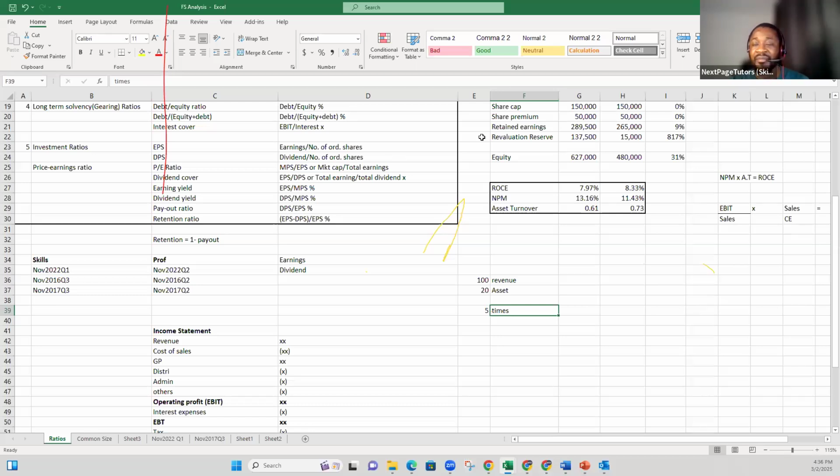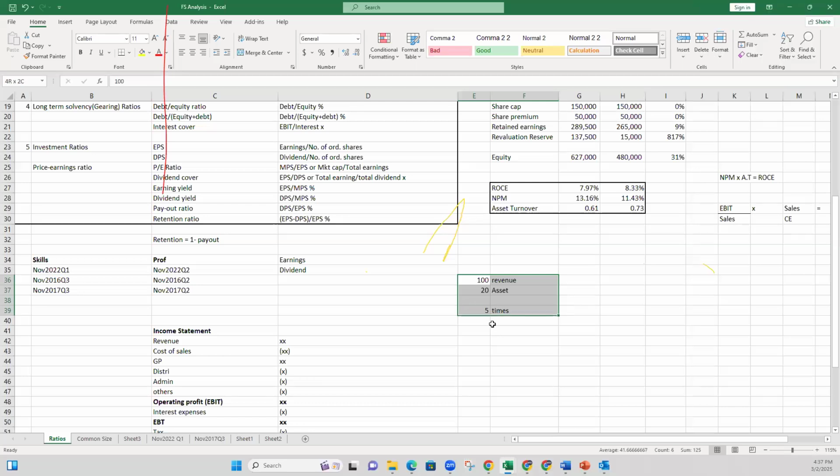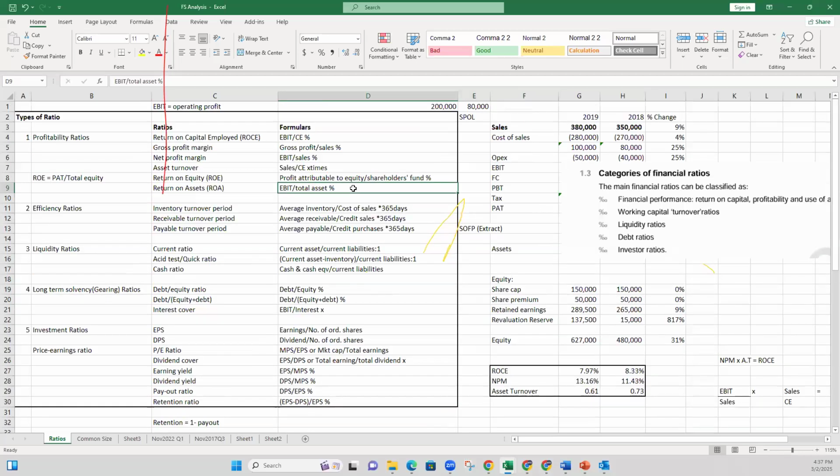I think that's Nina. Good evening. Yep, good evening. My question is on EBIT. So, in analyzing the financial statement of a financial institution, will the net profit still be considered your EBIT?